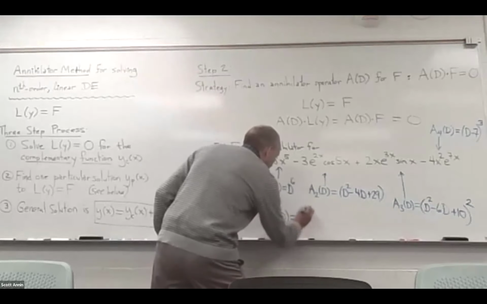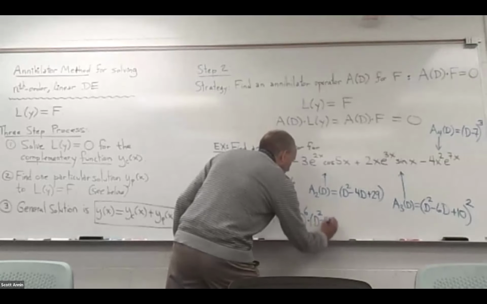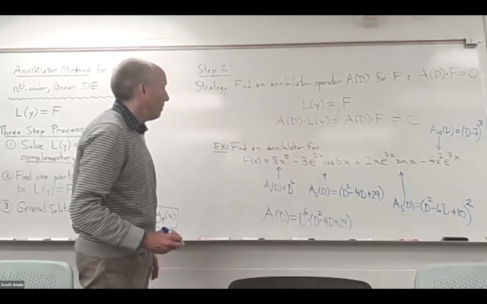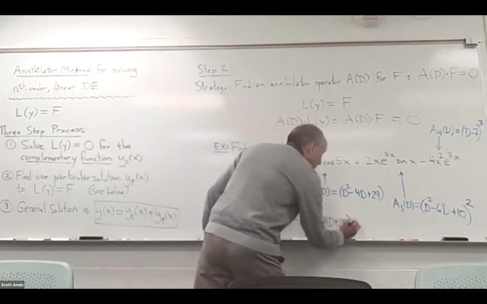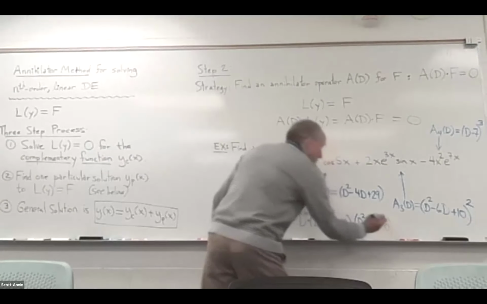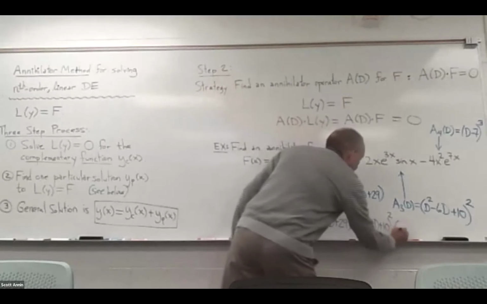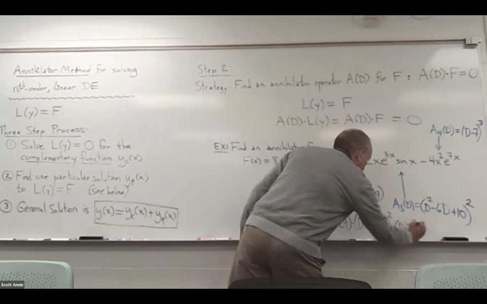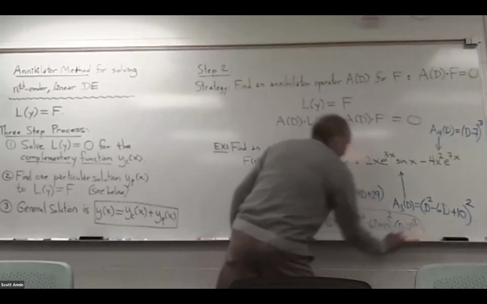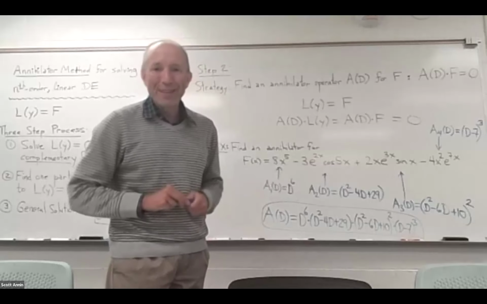So what we'll have is d to the 6th times the quantity d squared minus 4d plus 29 times d squared minus 6d plus 10 quantity squared, right? And then times d minus 7 cubed. That is it. That is the annihilator of this function capital F of x.